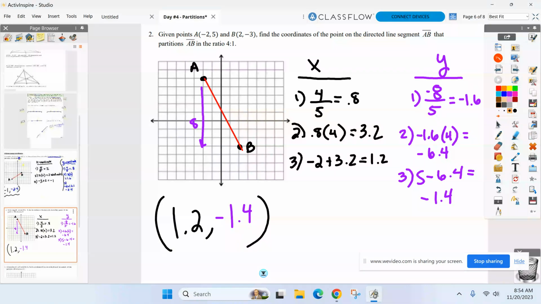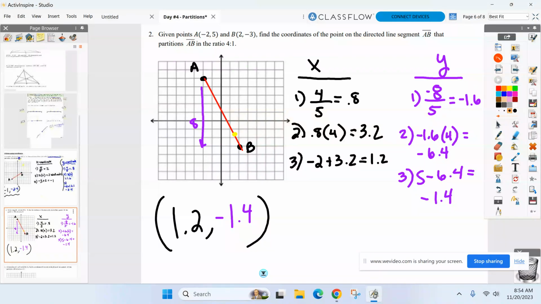Okay, before you go on to the next one, 2 things. Number 1, is this point actually on my line? Over 1 and a little more, down 1 and a little more, right there, good. Does it look like it should be there? What was our ratio again? 4 to 1. So to the left should look much bigger than to the right if it's 4 to 1. So I'm pretty confident.